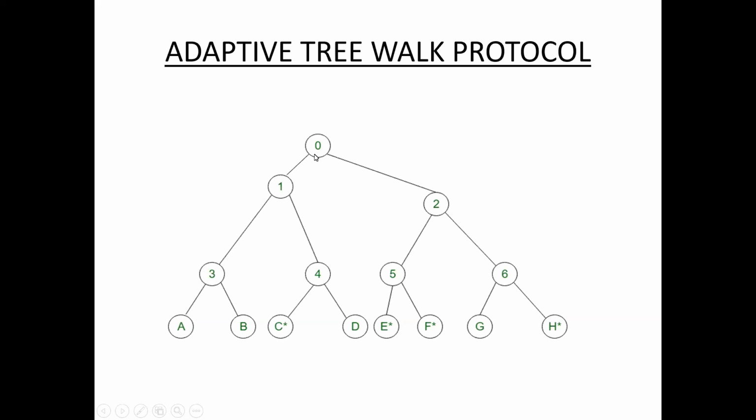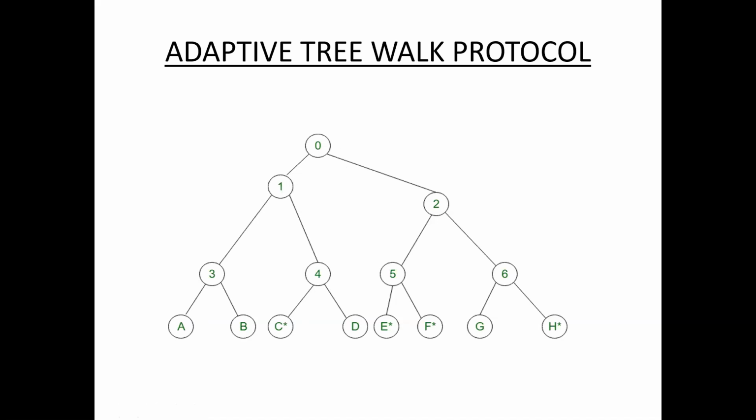The first slot consists of 0, 1, 3, 4, A, B, C, D. In slot 0, the stations C, E, F, H are trying to send the data, so there is a conflict. If there is a conflict, divide that group into two different slots. So slot 1 is 1, 3, 4, A, B, C, D. That means we divide this tree into two different parts.